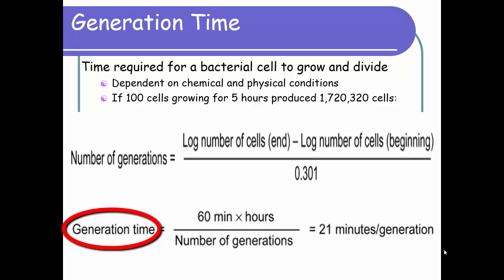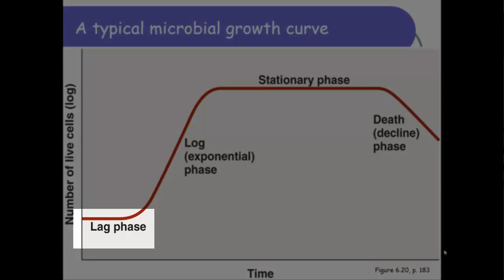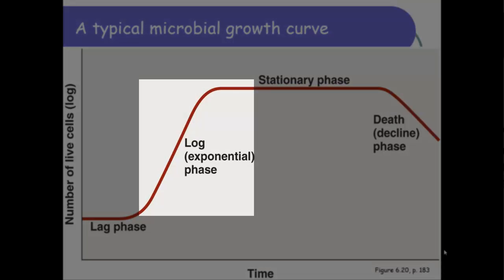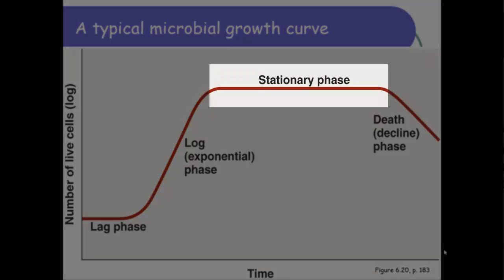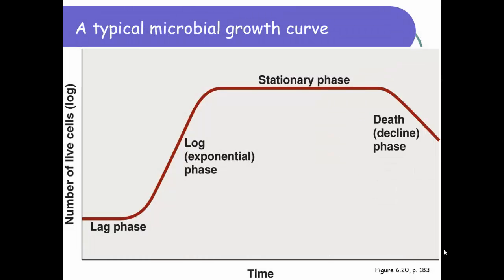This is actually the generation time of E. coli. So every 21 minutes approximately, we get a new generation of E. coli. We can then look at a growth curve of a particular bacterium or particular population. We go through 4 different stages: the lag phase, the log phase, which is an exponential phase, the stationary phase, and the death phase, which is also exponential. We'll go through each one of these separately.